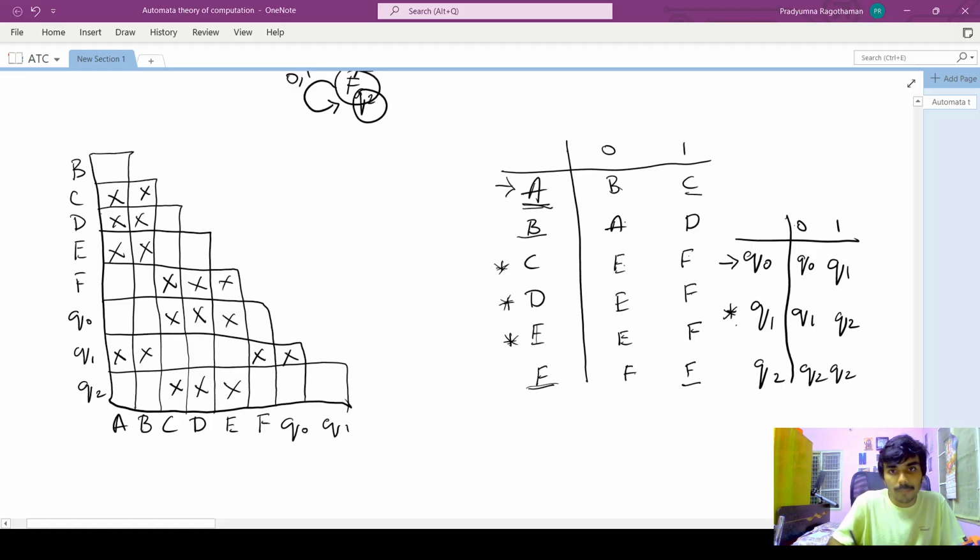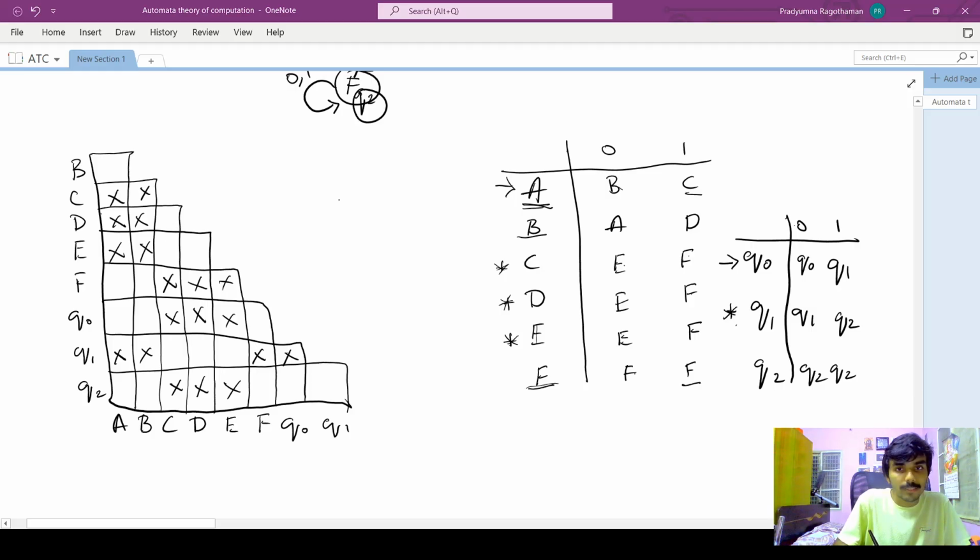So AB, again, like we saw previously, it is not different. Let's check the behavior once again. When it gets 0 it's BA, which is not marked. CD is also not marked because both are final states. As you can see in this table, this cell is not marked.